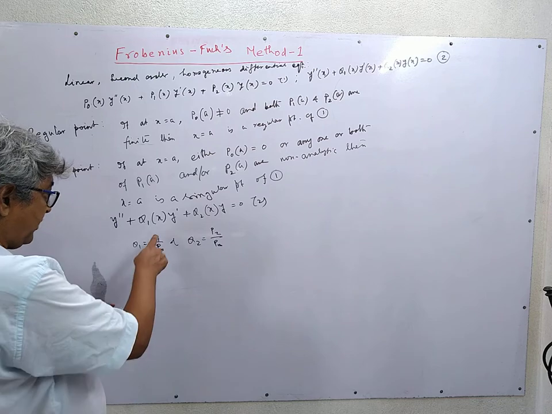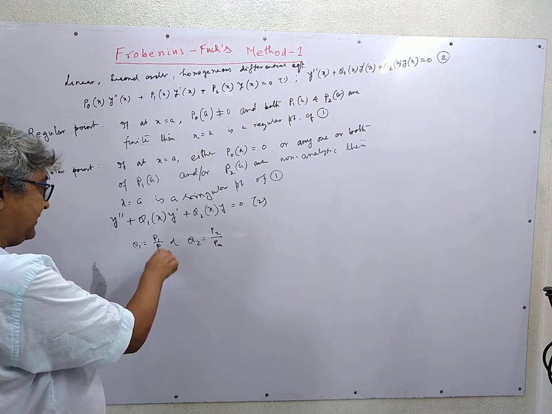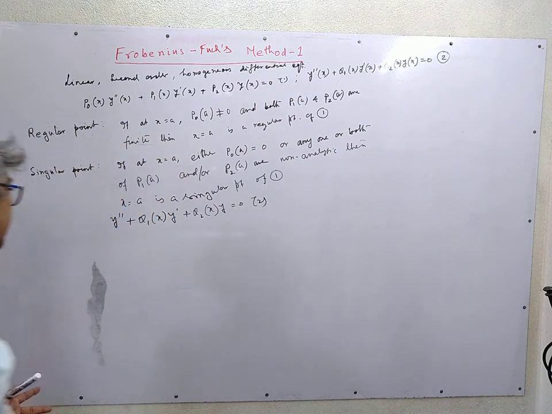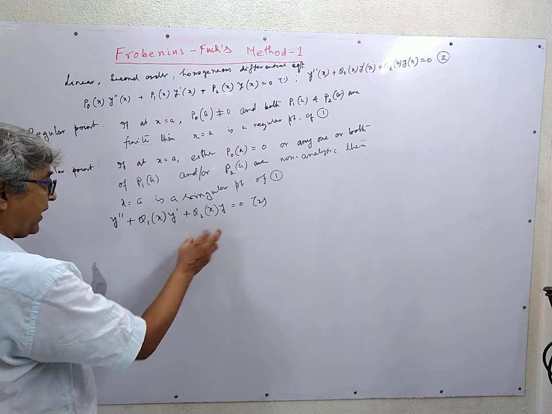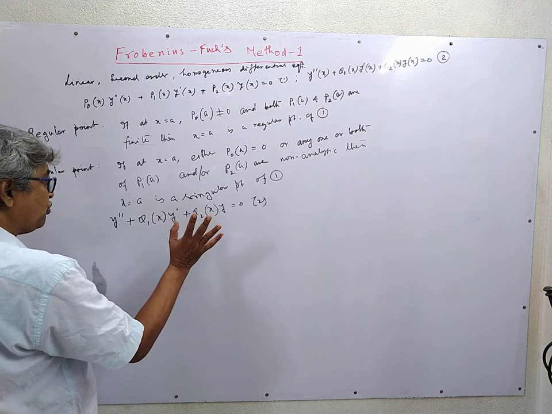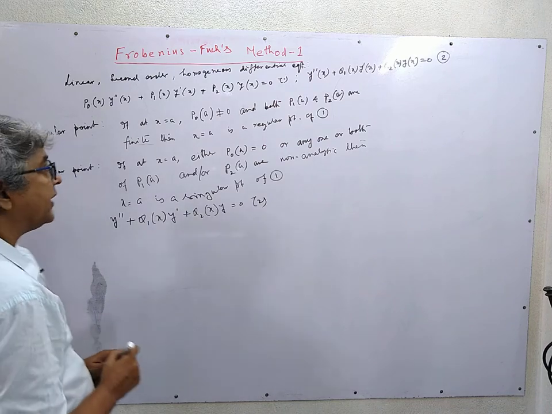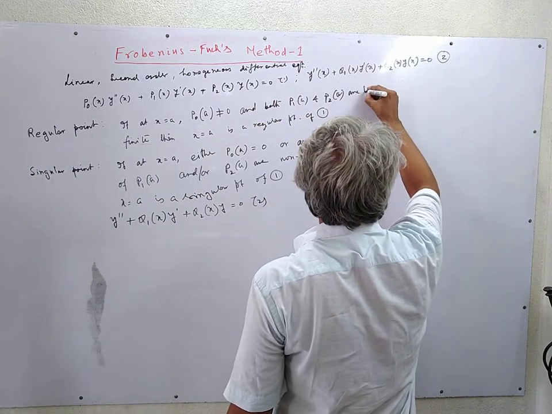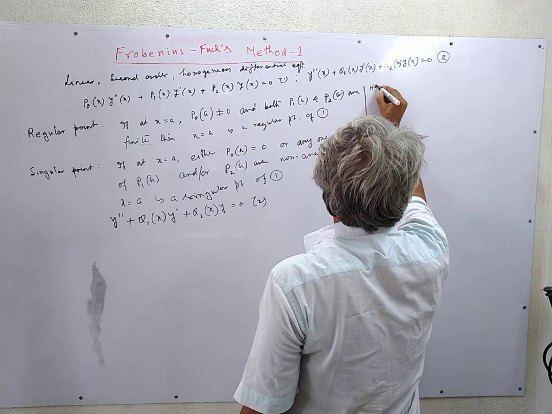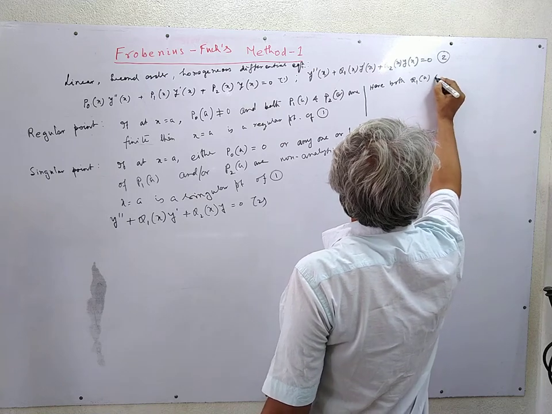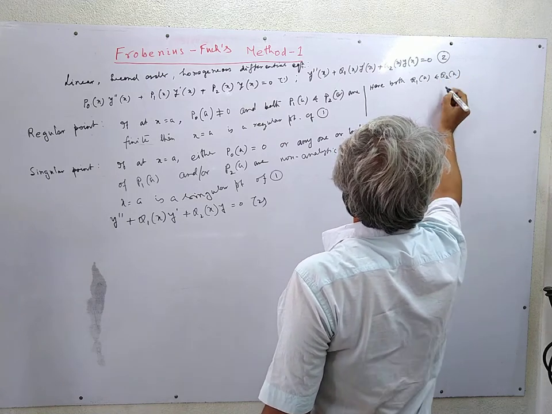There is one way out. If P1 happens to be 0 too, then Q1 would be finite. Now what is the regular point? The definition of regular point is that at x is equal to A, both Q1 and Q2 are finite, then it is a regular point. So at a regular point, both Q1 at A and Q2 at A are finite.